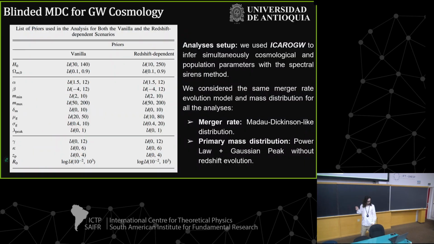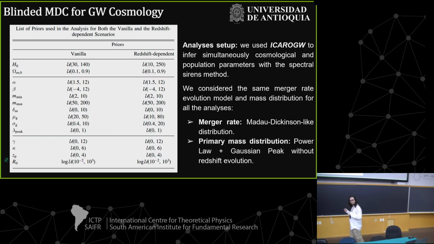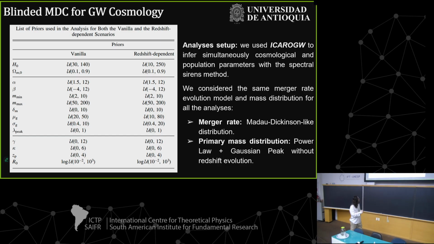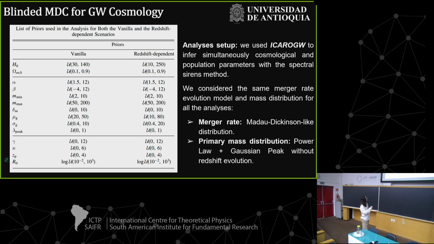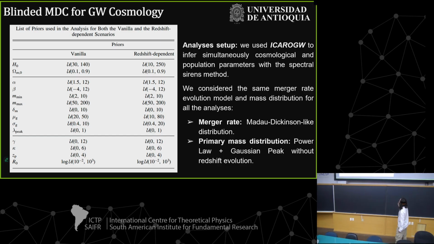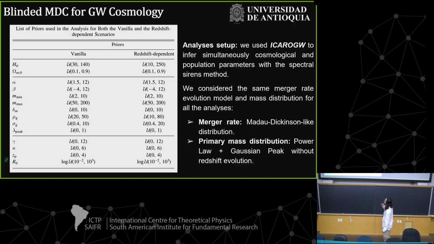Then for the analysis, these were the priors. As I mentioned before, in both cases the mass model for the analysis was the same, the power law plus peak model. The only difference from one to the other is the prior on H naught, because, as I was saying, the analysis team didn't know the value of H naught, but it turned out to be greater than this value, if I'm not wrong, or close to this value.